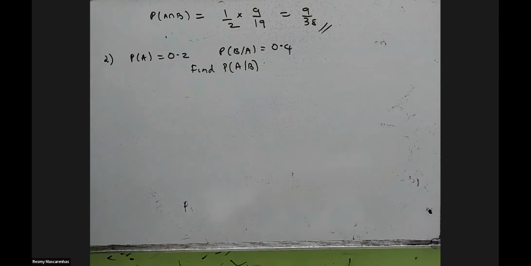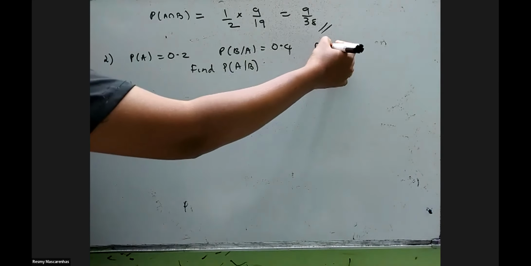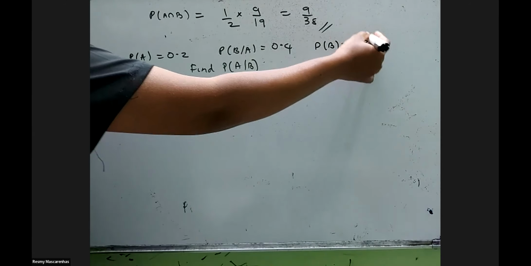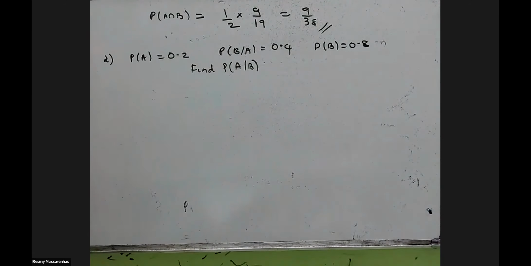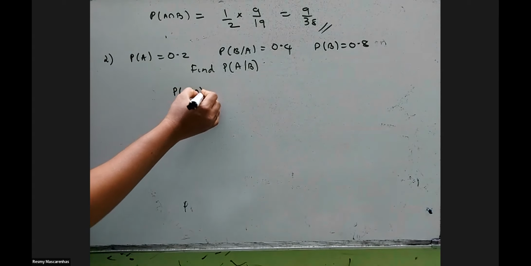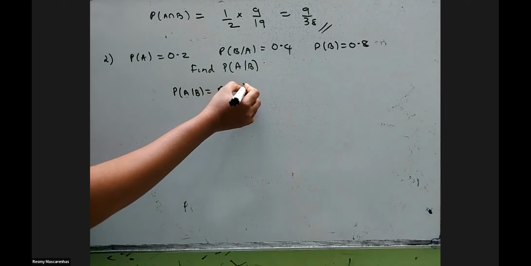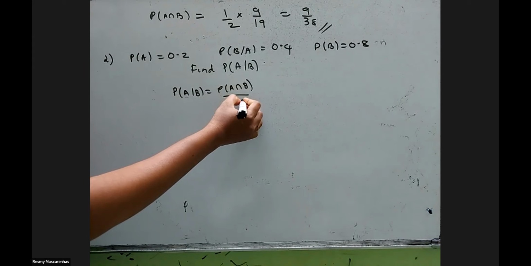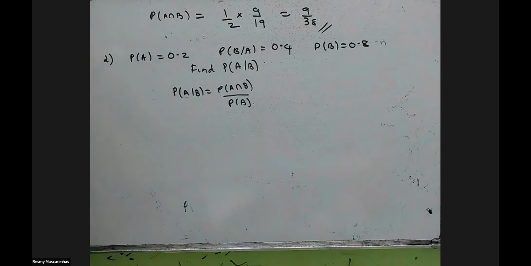And P of B is given as 0.8. We know that P of A upon B is P of A intersection B upon P of B. This is what we have to find.